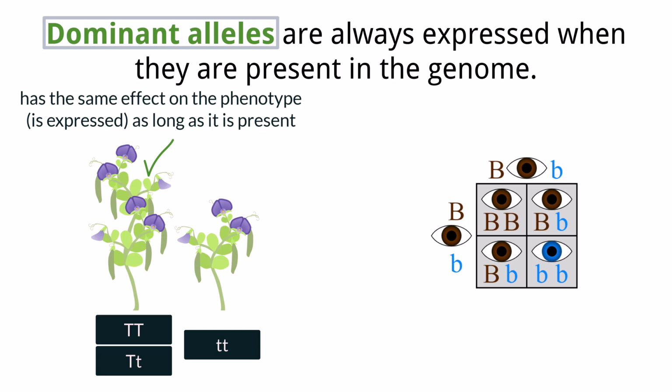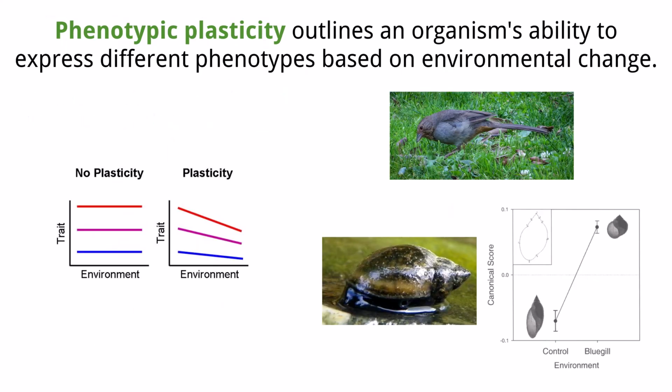This sums up what the concept of dominant is all about. Dominant alleles are always expressed when they are present, and the recessive alleles are only expressed if there is not a dominant allele present, which would mask the recessive allele every time. Sometimes organisms can express their phenotypes differently depending on the environmental factors present. This is called phenotypic plasticity.